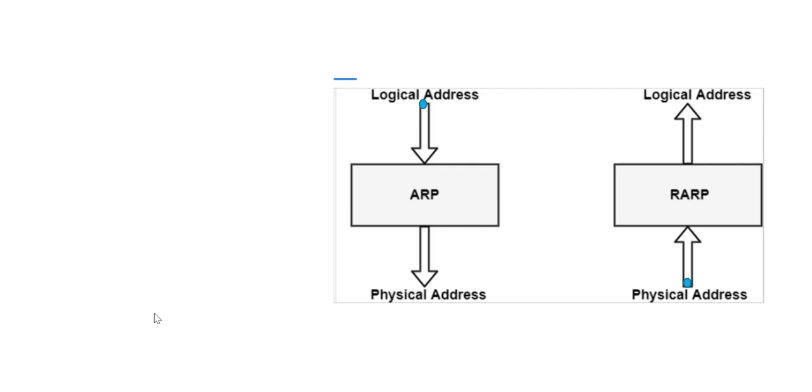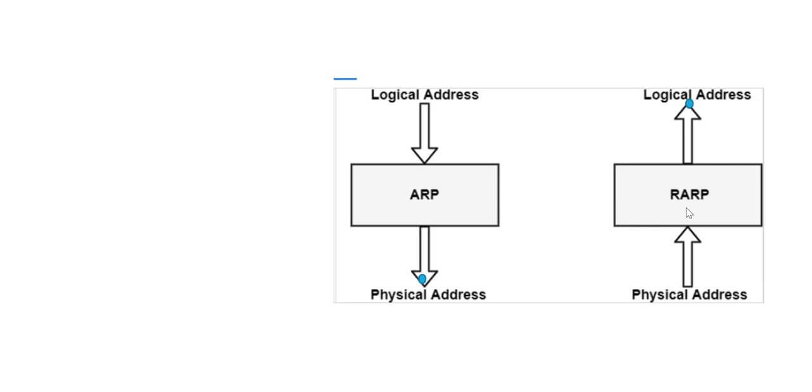Okay, here, when a logical address, which is your IP address, is resolved to a physical address, it is called ARP. When the physical address is resolved to a logical address, it is called RARP, reverse address resolution protocol. In this figure, logical converted to physical is ARP, and physical converted to logical is reverse address resolution protocol.